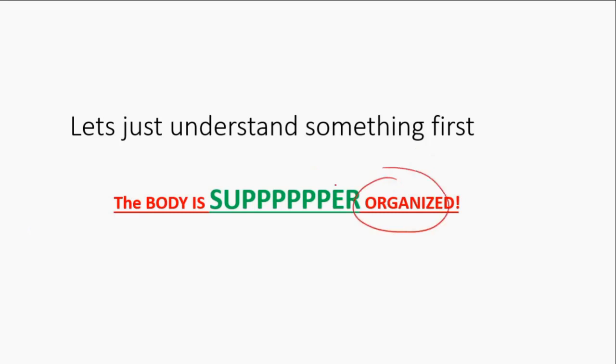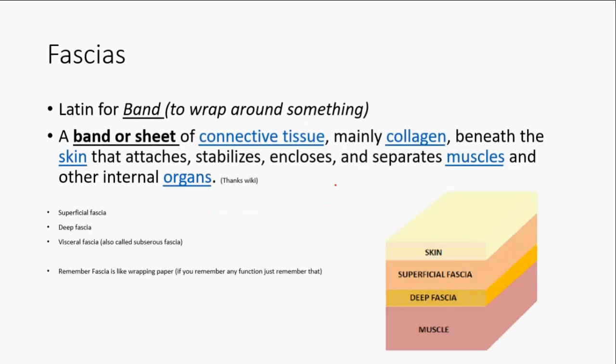And one of the key ways the body is organized is by effectively compartmentalizing its anatomy. So in other words, the body is really good at separating anatomical structures and fitting them together so that everything is nicely and tightly compact rather than wasting space. And so the reason why I'm saying this is that fascias play a very important role in this. So let's understand what exactly fascias are.